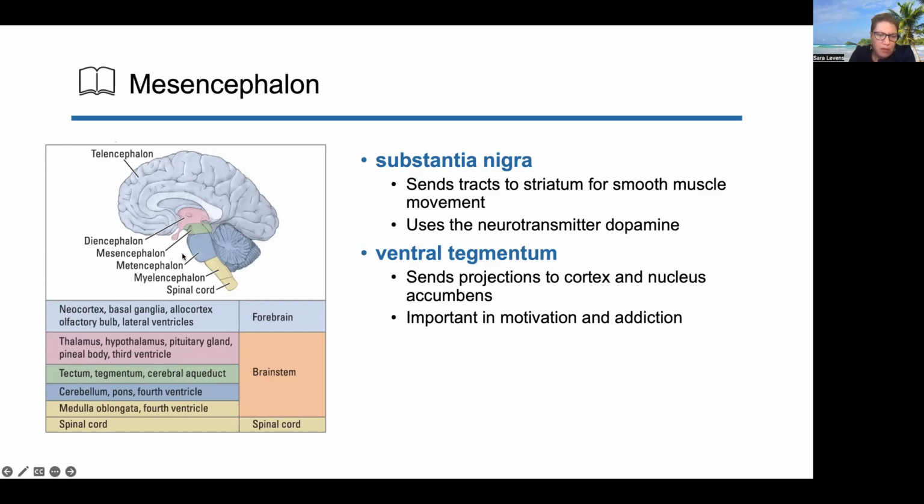Continuing with the rest of the mesencephalon, and again included in these spaces, is the substantia nigra and the ventral tegmentum. The substantia nigra actually sends tracts to the striatum for smooth muscle movement, and it uses the neurotransmitter dopamine. So we'll get into this space more later on in terms of the role of dopamine in movement. And then we have the ventral tegmentum. This sends projections to the cortex and nucleus accumbens, and it is important for motivation and addiction. So this is the mesencephalon, and we're done with this space right here.